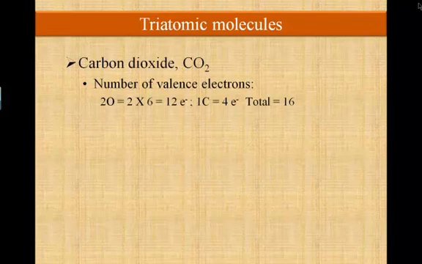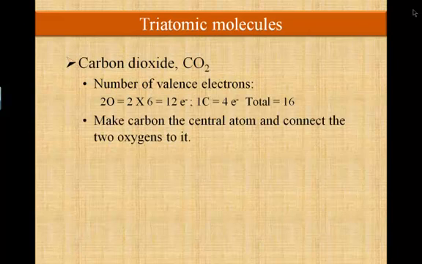Let's calculate the number of valence electrons. Oxygen has 6. I have 2 oxygens, so that's 12 from the oxygens. Carbon has 4 electrons, so this gives me a total of 16. I'm going to make carbon the central atom because if you remember back to the bonding patterns that I mentioned earlier, carbon can make 4 bonds. Oxygen typically only makes 2. Carbon has the highest valence. I'm going to put carbon in the middle and attach the oxygens to it.